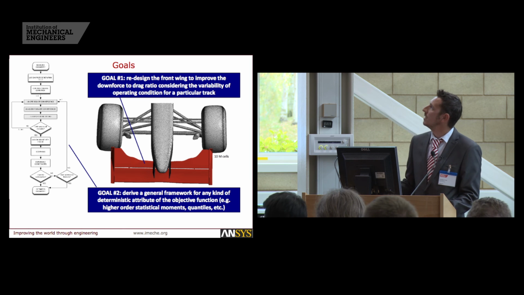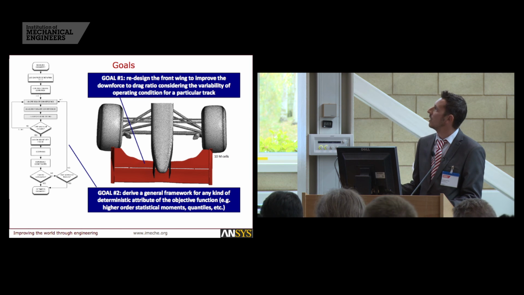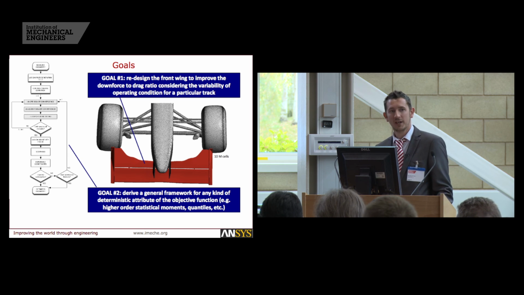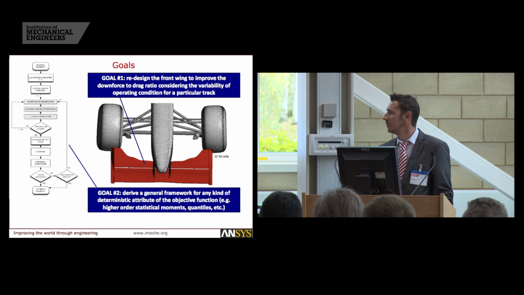So the goal then is to redesign the front wing to improve the downforce to drag ratio. In this case, we've done it for a particular track condition because that represents multiple variations on uncertainty in the input conditions, and also derive a general framework for any kind of deterministic attribute of the objective function that's selected.